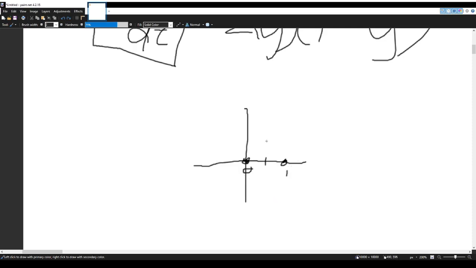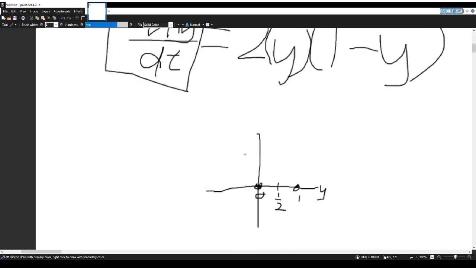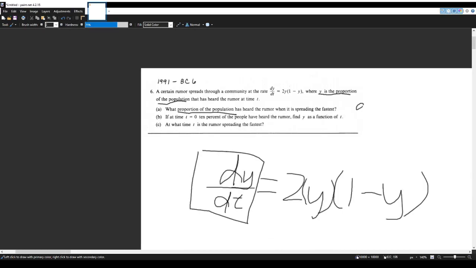We don't actually know how high it's going to be, because that could be different, right? But we know that the highest point is going to be at y equals 1/2. And confusingly, this is actually the axis representing y, and this is representing dy/dt on this axis. But we know y equals 1/2 is where it is the highest. So that one's easy. The answer to A is y equals 1/2. All right, so now B.